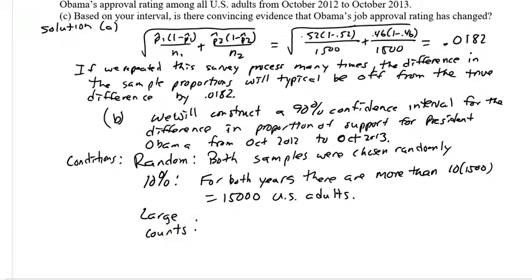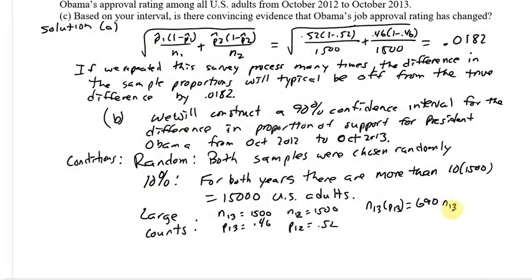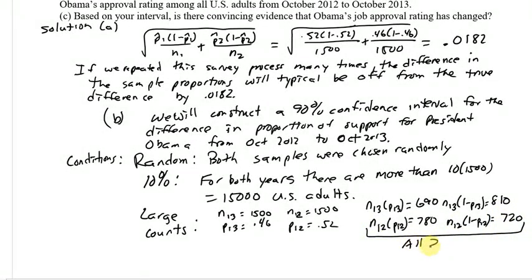Well, n13 equals 1500, and n12 also equals 1500. p13 is 0.46 and p12 is 0.52. So if we do our multiplication here, n13 times p13 is 690. n13 times 1 minus p13 is 810. n12 times p12 is 780. And n12 times 1 minus p12 is 720. All are greater than or equal to 10. So our conditions are met.